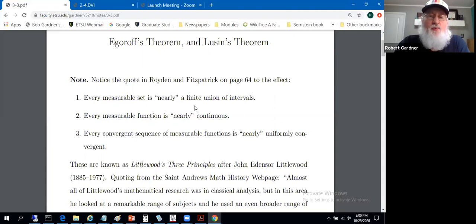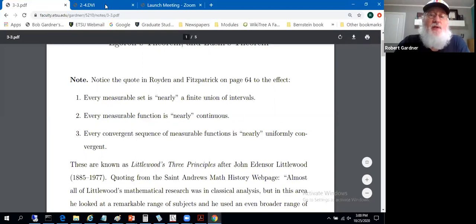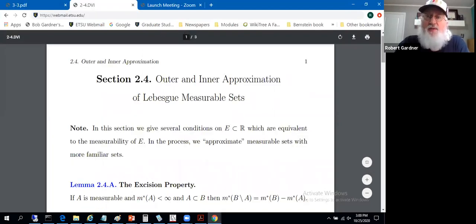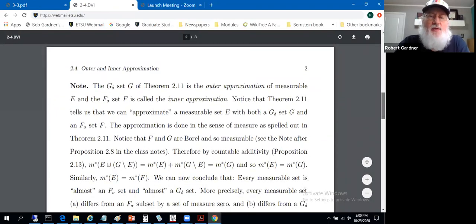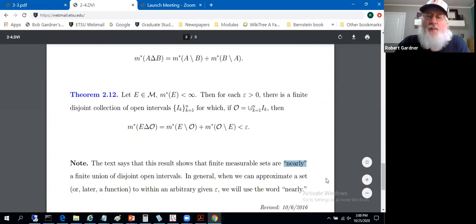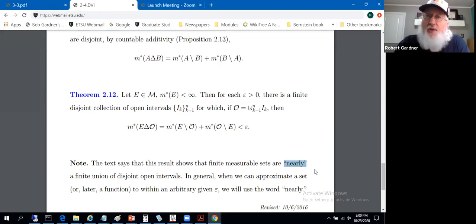This first result deals with measurable sets. We actually saw this in section 2.4, outer and inner approximation of Lebesgue measurable sets, in Theorem 2.12, and even used the word nearly at that stage, foreshadowing what we're doing right now. The specific statement was: if E is measurable with finite outer measure, then for every epsilon greater than 0, there is a finite disjoint collection of open intervals, I_1 through I_n, for which, if we define set O to be the union of those intervals, then the outer measure of the symmetric difference of measurable set E and open set O is less than epsilon. Symmetric difference, recall, was E set minus O plus O set minus E, the stuff in E that's not in O and the stuff in O that's not in E.